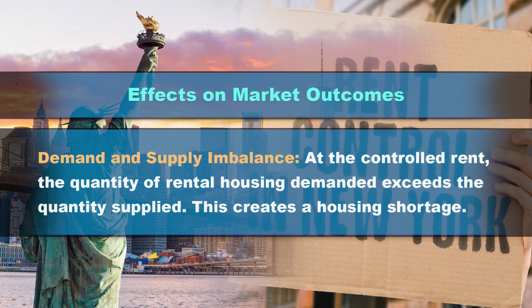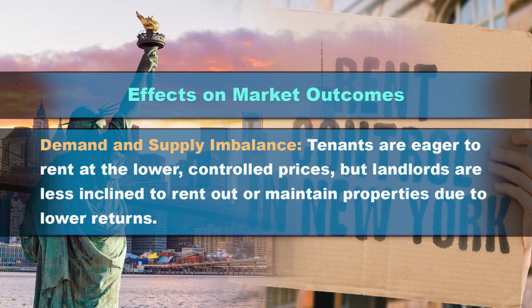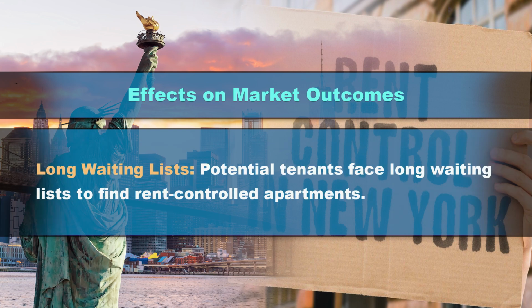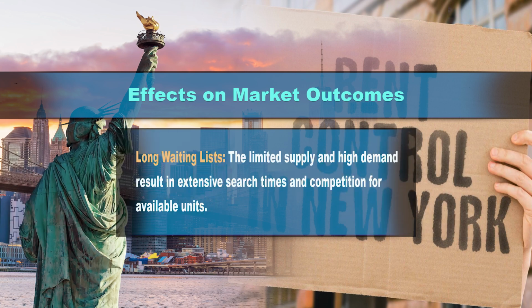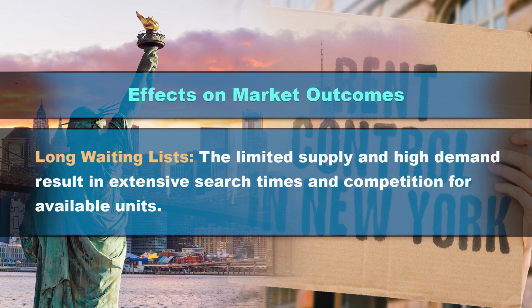At the controlled rent, the quantity of rental housing demanded exceeds the quantity supplied. This creates a housing shortage. Tenants are eager to rent at lower controlled prices, but landlords are less inclined to rent out or maintain properties due to lower returns. Next is long waiting lists. Potential tenants face long waiting lists to find rent controlled apartments. The limited supply and high demand result in extensive search times and competition for available units.